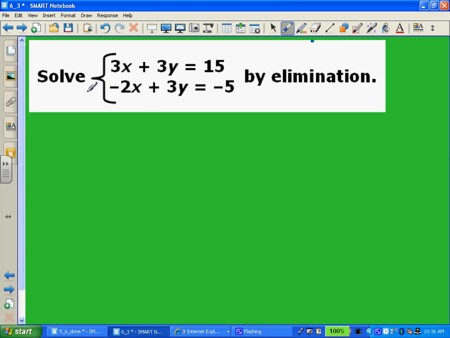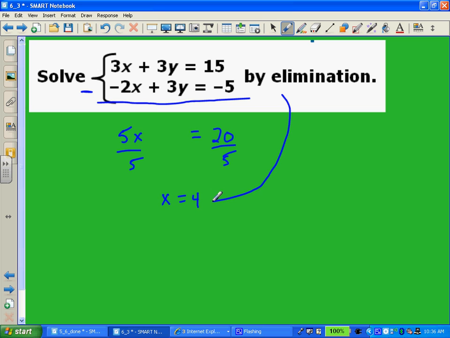So again, adding it isn't going to do anything for me, so I can also subtract it. So 3 minus negative 2 is like 3 plus 2, so that's 5x. 3 minus 3 is 0, so my y's are going to cancel. And then 15 minus negative 5, so that's 15 plus 5, so that's 20. So then I divide by 5. Figure out that x is 4.